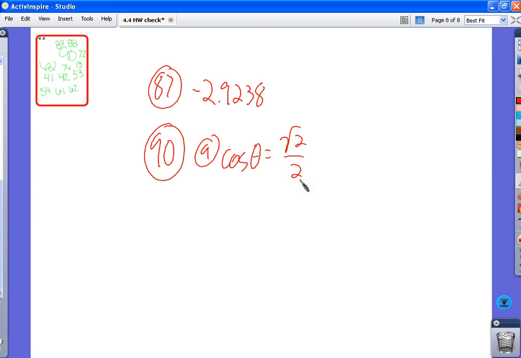Two solutions of the equation, give your answers in degrees and radians between 0 and 360. So somewhere in a full rotation, you're supposed to find two solutions to this equation. The solution would be the thing that fills in the unknown. We don't know what theta is, we can figure out a theta that works in this equation, the cosine of that theta is root 2 over 2. That would be a solution. So what angle would work?